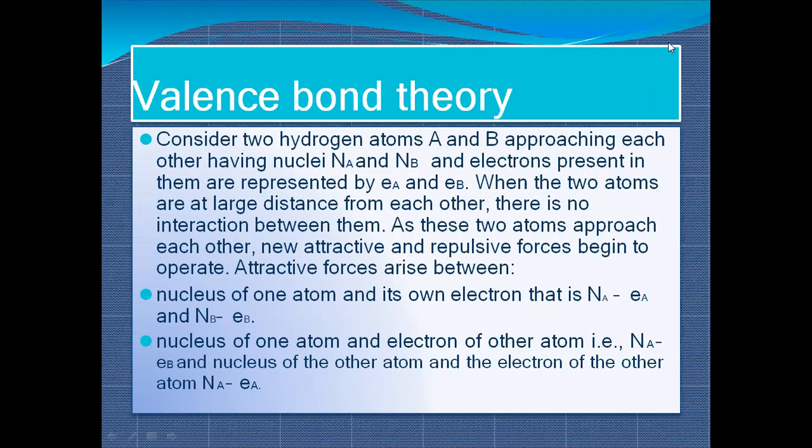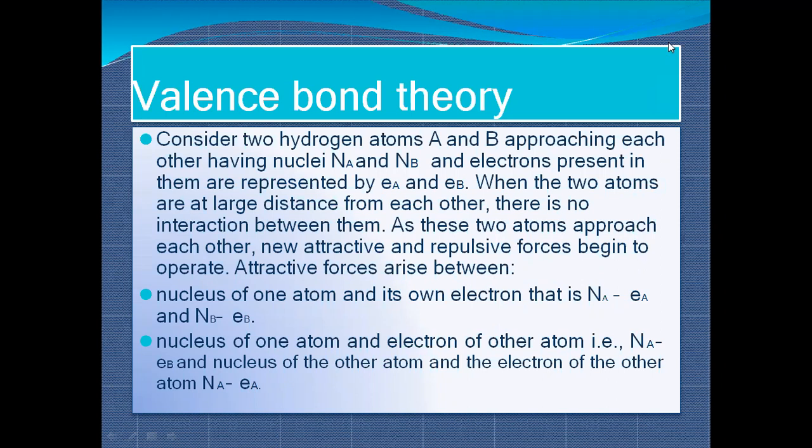When the two atoms are at a large distance from each other, there is no interaction between them. So for example, if I have elements A and B, with nucleus Na and electron Ea, and I put them apart from each other at a large distance, they will not feel any type of interaction, neither attraction nor repulsion. Why? Because of the distance between them.